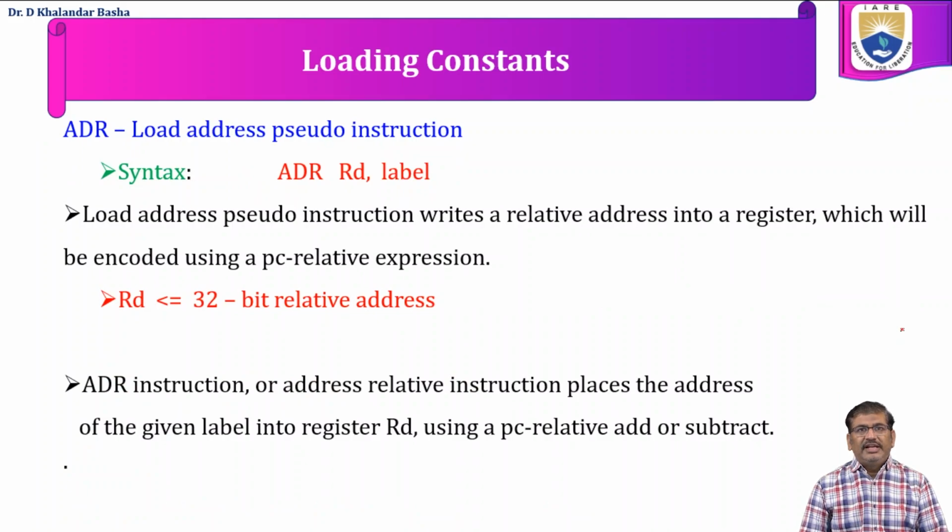The next instruction is ADR, which is the load address pseudo instruction. The syntax of the instruction is ADR Rd, label. This load address pseudo instruction writes a relative address into a register, which will be encoded using a PC relative expression. So here, whatever label I am specifying, that address will be loaded into Rd. So the ADR instruction, or address relative instruction, places the address of the given label into the register Rd using PC relative add or subtract.